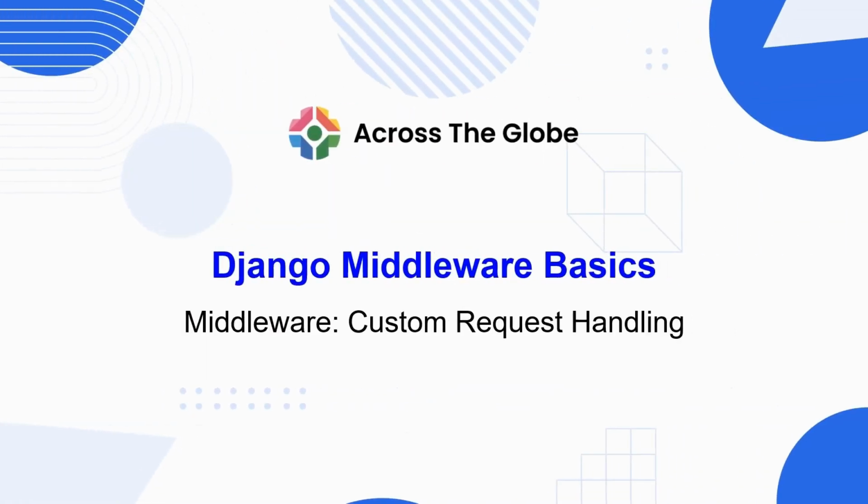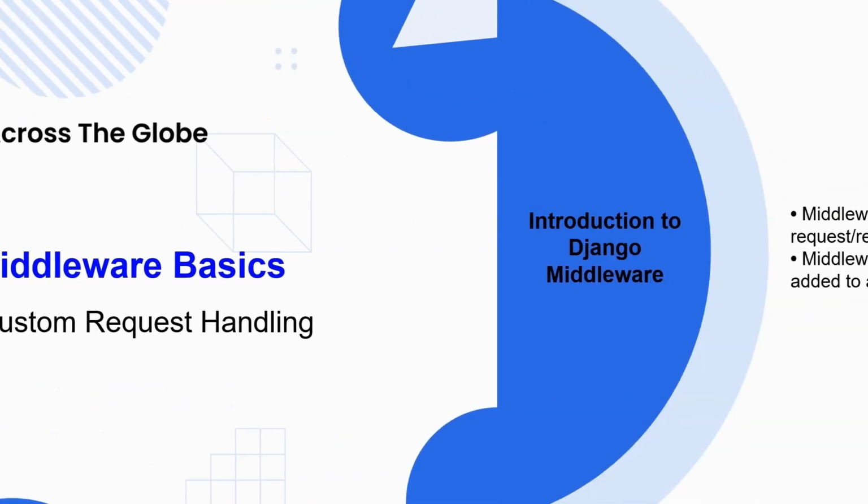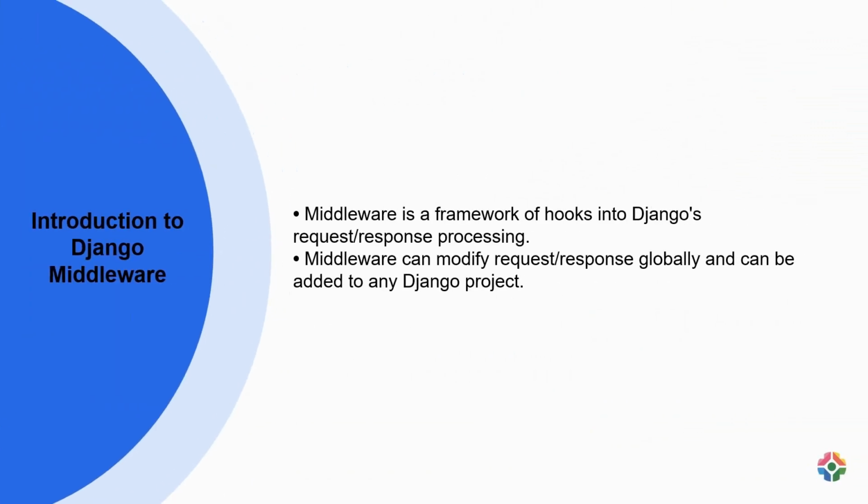Today we will learn about Django Middleware basics. Middleware in Django is a framework that contains hooks to intervene in the request-response flow. It enables global modification of requests and responses and can be incorporated into any Django project. For instance, middleware can be used to authenticate users for accessing certain URLs or to log requests for debugging purposes. Its versatility empowers developers to customize and enhance the processing of requests and responses in Django applications efficiently.